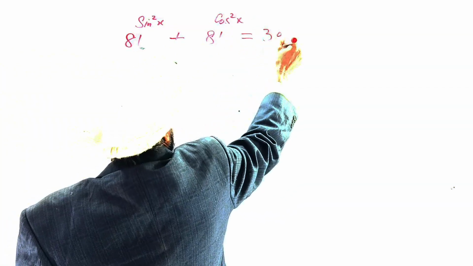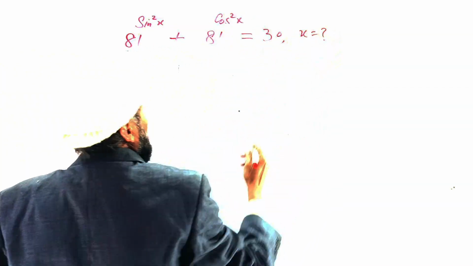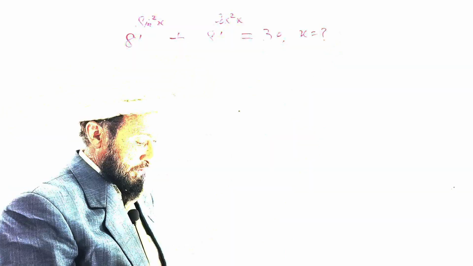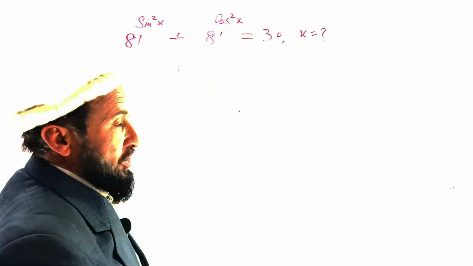Today we have a new topic: trigonometric identities in exponential form, and how we can calculate their values. The equation is 81 to the power sin square x plus 81 to the power cos square x is equal to 30. How can we calculate the value of x, which is unknown? It is a confusing question for the students.